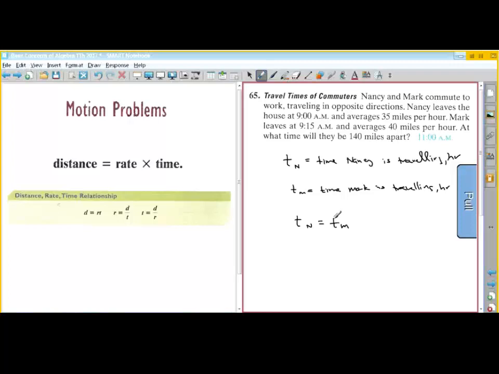Okay, so the time that Nancy's traveling is the time that Mark's traveling plus how much in terms of hours?